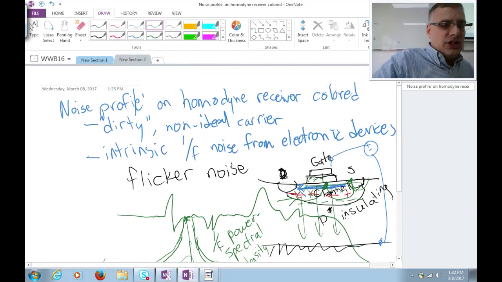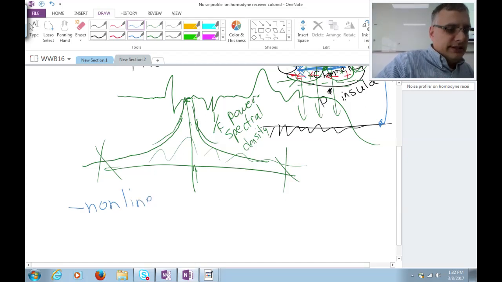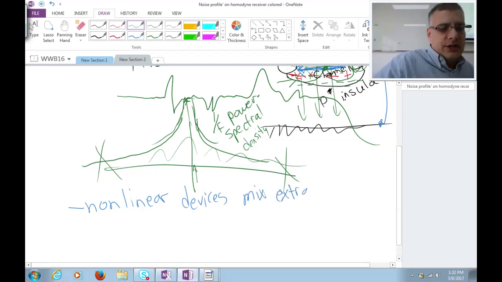And that's in addition to the dirty, non-ideal oscillators. And then on top of that, you also have nonlinear devices that mix extra noise down into low frequency.